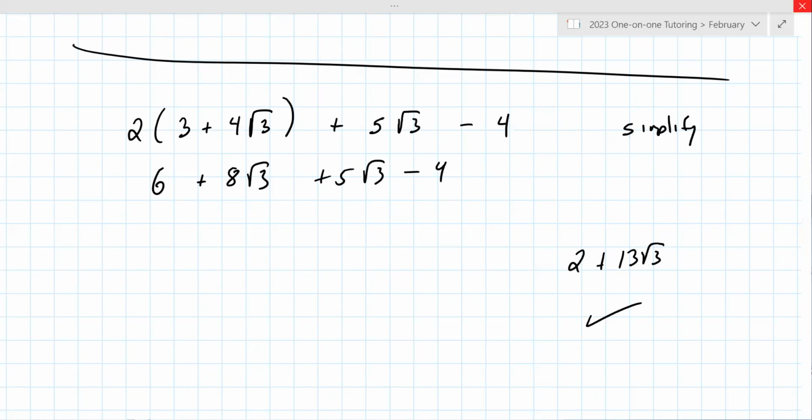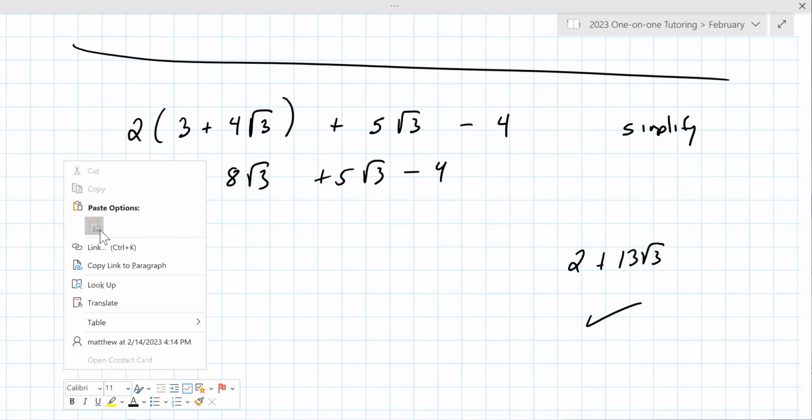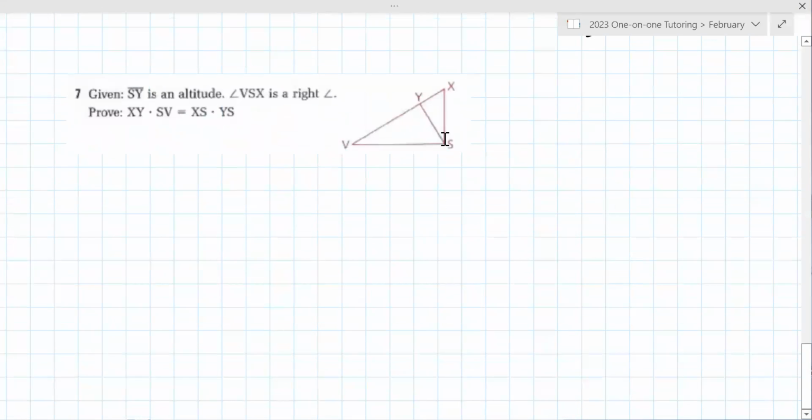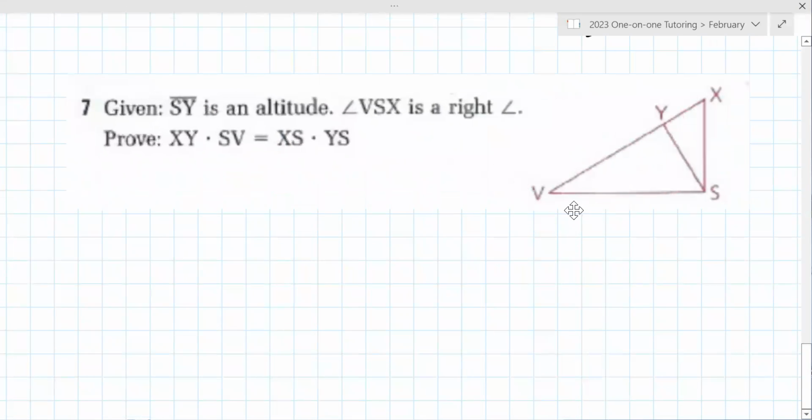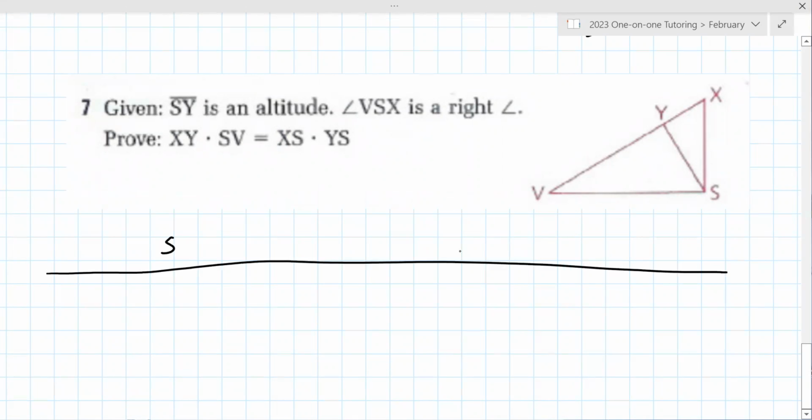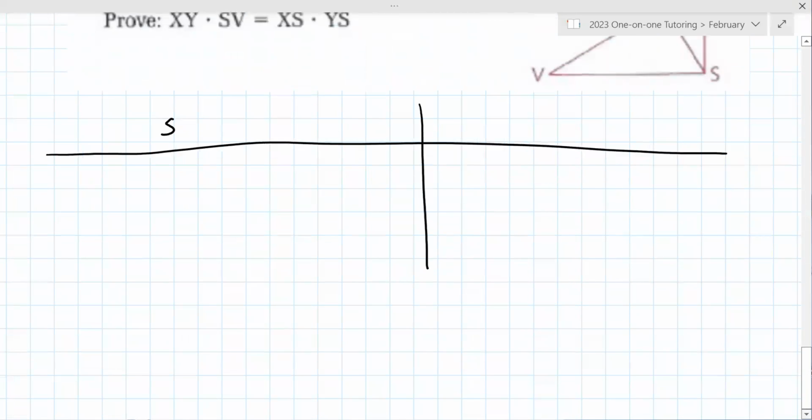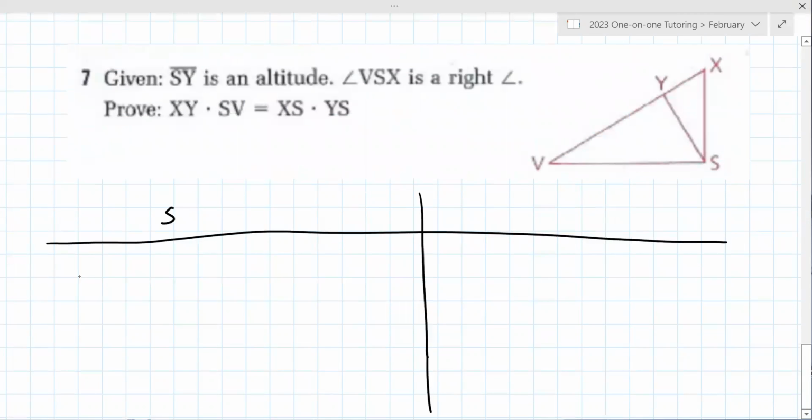Okay, so you said going on to number 7. Yes, please. Proof. Okay. I might have to look in your book to see what they're emphasizing in this section, but we can start out with obviously the given here. So the given is that SY is an altitude.